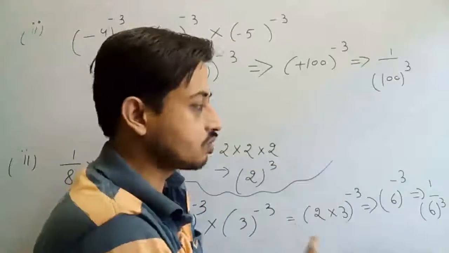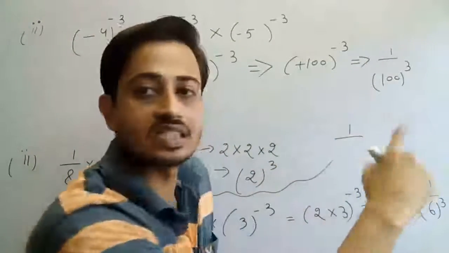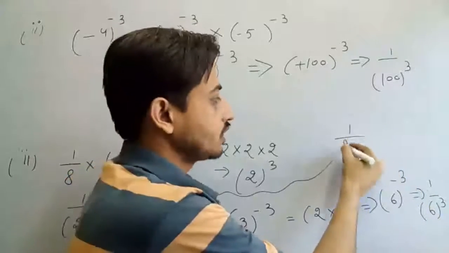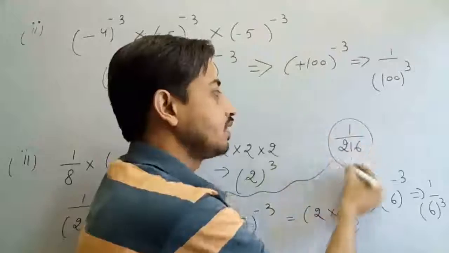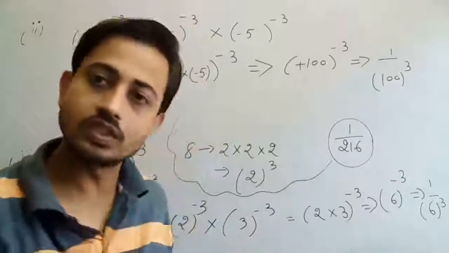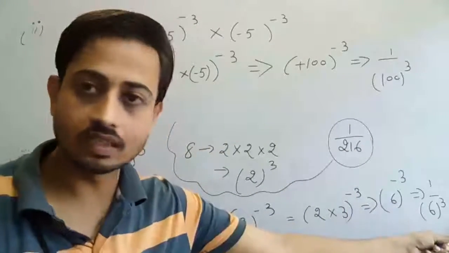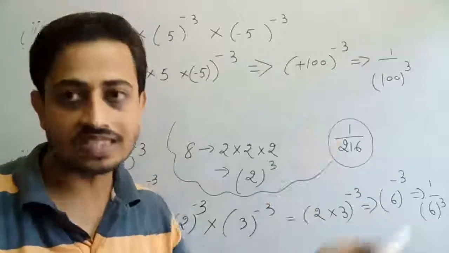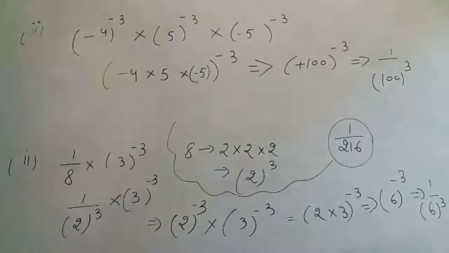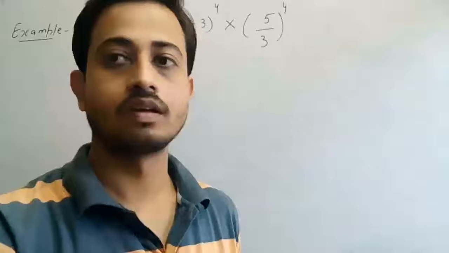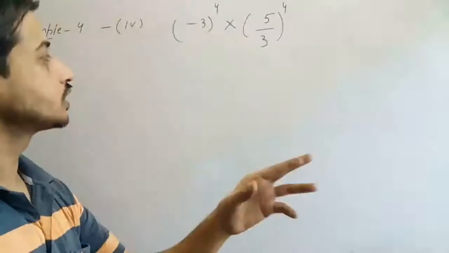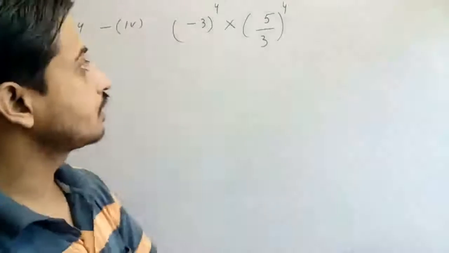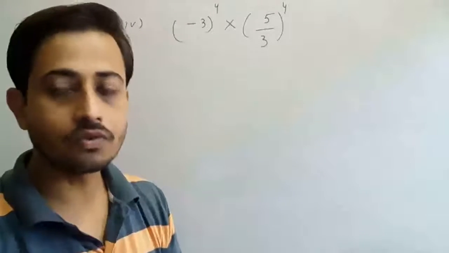You can write it in this form, or since 6 raised to the power 3 means 6 into 6 into 6, you can get the answer 1 by 216 also. It's your choice. You can write in this form also, and you can write in this form also. So please make a note. Now please look at the question: minus 3 raised to the power 4 multiply 5 by 3 raised to the power 4.